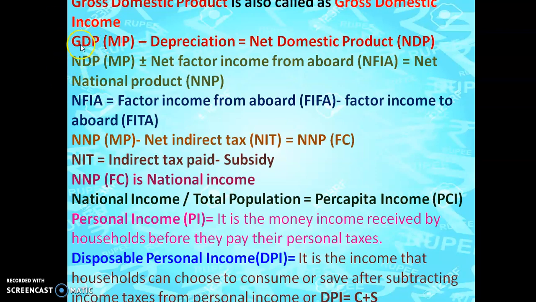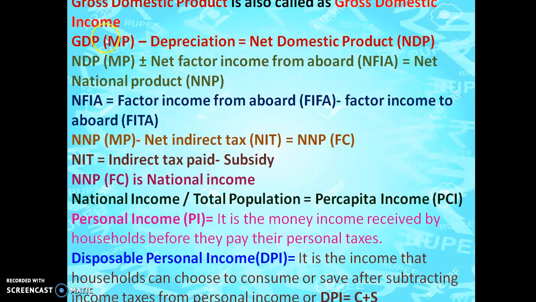What is GDP? GDP is nothing but gross domestic product. What is market price? MP is nothing but the market price. I already explained that it is the price which is paid by the consumers. So GDP at market price, if you take it and remove the depreciation from that. Then what is depreciation? Depreciation is nothing but a reduction in the value of the asset. Why are we considering this?